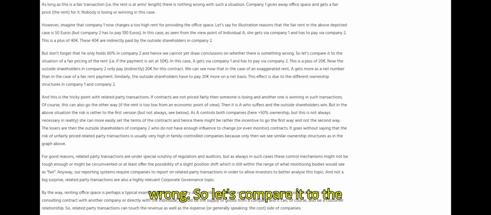But don't forget that she only holds 60% in Company 2 and hence we cannot yet draw conclusions on whether there is something wrong. So let's compare it to the situation of a fair pricing of the rent, i.e. if the payment is set at €50. In this case, A gets via Company 1 and has to pay via Company 2. This is a plus of €20. Now the outside shareholders in Company 2 only pay, indirectly, €20 for this contract. We can see now that in the case of an exaggerated rent, A gets more as a net number than in the case of a fair rent payment. Similarly, the outside shareholders have to pay €20 more on a net basis. This effect is due to the different ownership structures in Company 1 and Company 2.